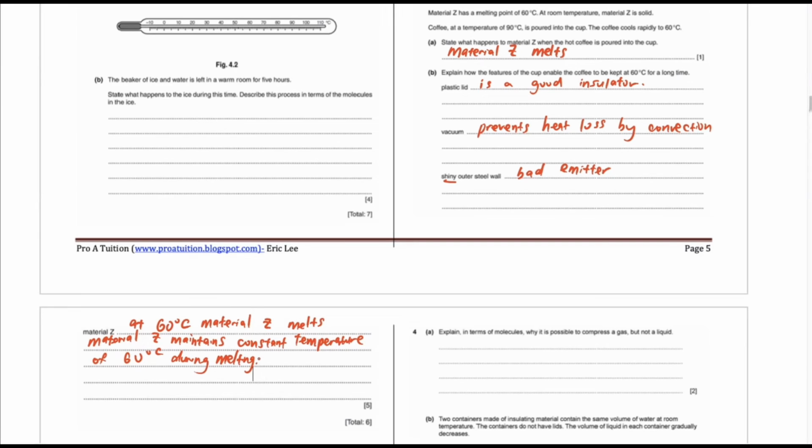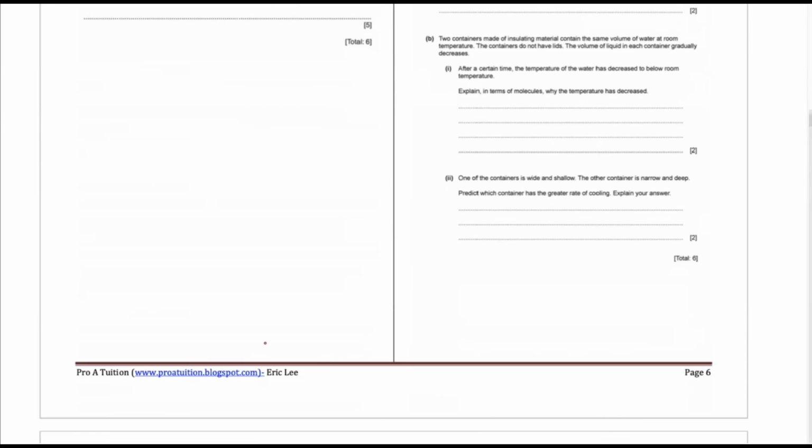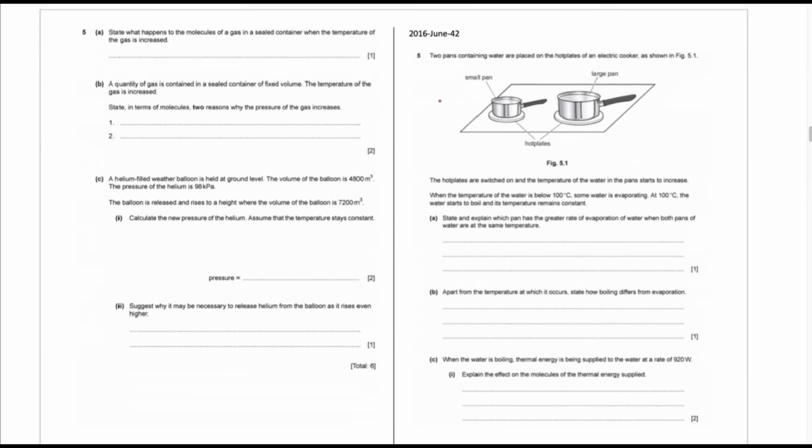Okay, now let's look at another one. This is a very popular question, so it's good to see. Let's see one more. Okay, we look at the questions on the right here. Number 5. Two pans containing water are placed on the hot plates of an electric cooker as shown in figure 5.1. So you can see small pan and the large pan. The hot plates are switched on and the temperature of the water in the pan starts to increase. When the temperature of water is below 100 degrees Celsius, some water is evaporating. At 100 degrees Celsius, the water starts to boil and its temperature remains constant.